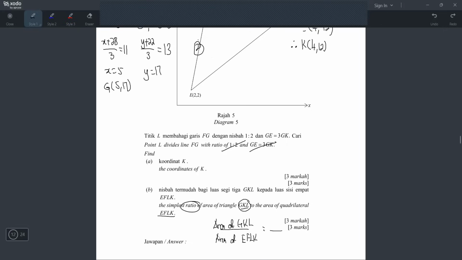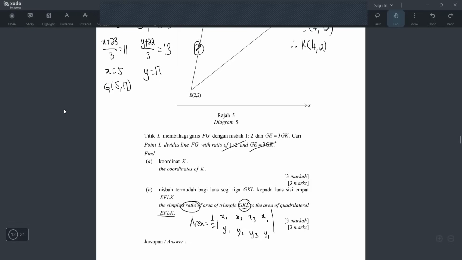So now my job is to find the area first, right? So which area do I want? Triangle GKL. The formula I will use to find area in a Cartesian plane is this: 1 over 2 modulus, x1 y1, x2 y2, x3 y3, and then before you close the modulus, it will be x1 y1 again. Make sure all these coordinates represent the vertices of the triangle. If it's a quadrilateral, it will be the same formula. It's just that you have to add one more vertex, because a quadrilateral has 4 vertices, so you add x4 y4. Okay, that's all.